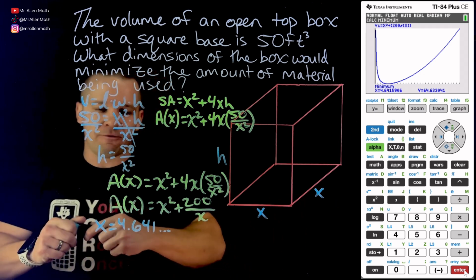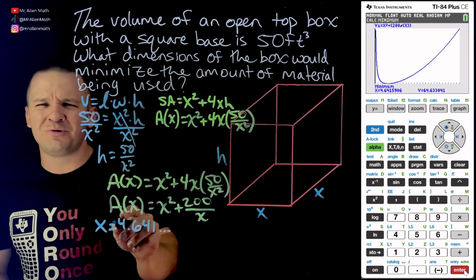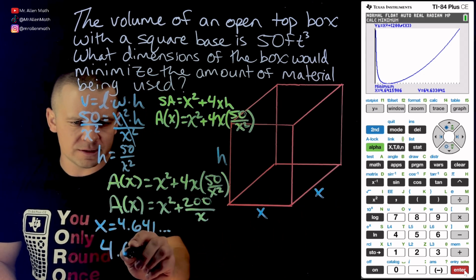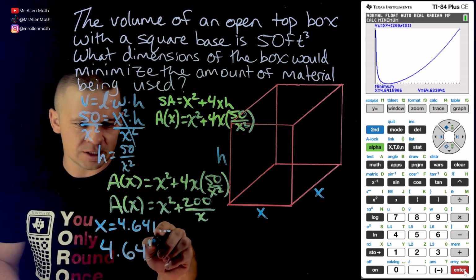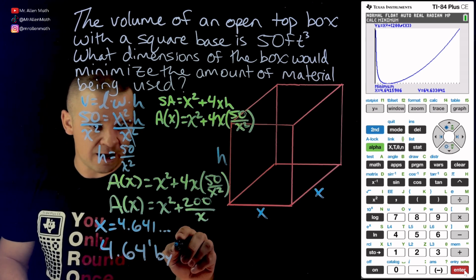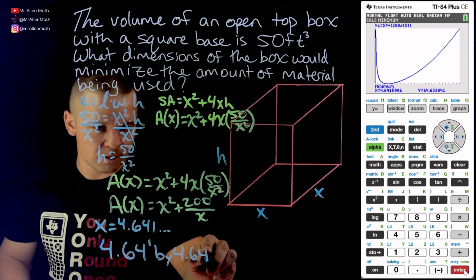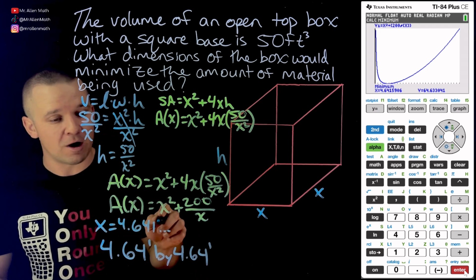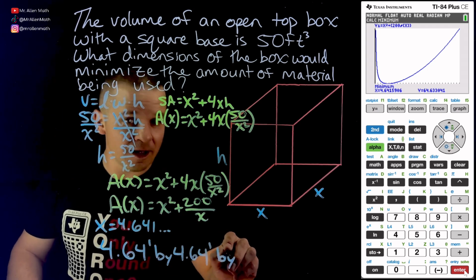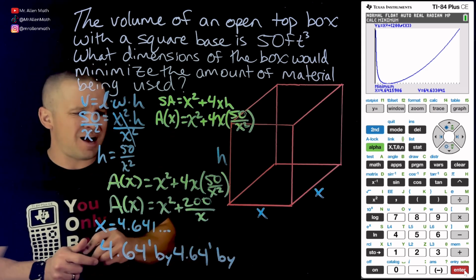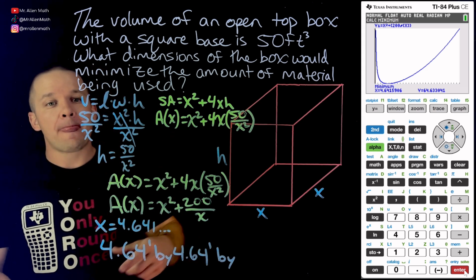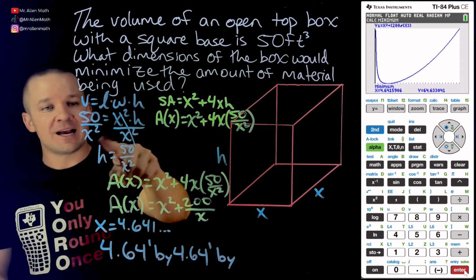So right now I have, we'll go 2 decimal places, 4.64 feet. That's 1 tick mark by 4.64 feet. That's 1 tick mark for feet. By, I got to get my height now. How am I going to get my height? This guy right here.